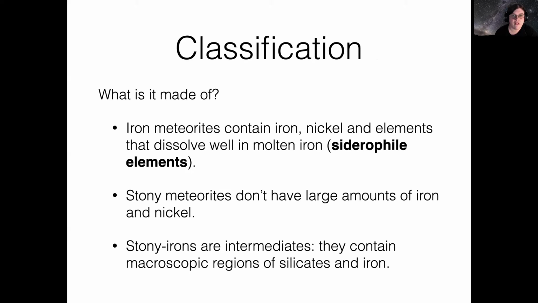So what are they made of? The other way we look at meteorites is, what are they made of? So you get three basic categories. Irons contain iron, nickel, and related elements that dissolve well in molten iron. We call them siderophiles. Then you have stony meteorites. They don't have that large amount of iron and nickel. And then stony irons are kind of in the middle. They contain both silicates, rocky minerals, and iron, and they do it in a macroscopic way. There are classes of stony meteorites that have some iron, but they tend to be mixed in microscopically.